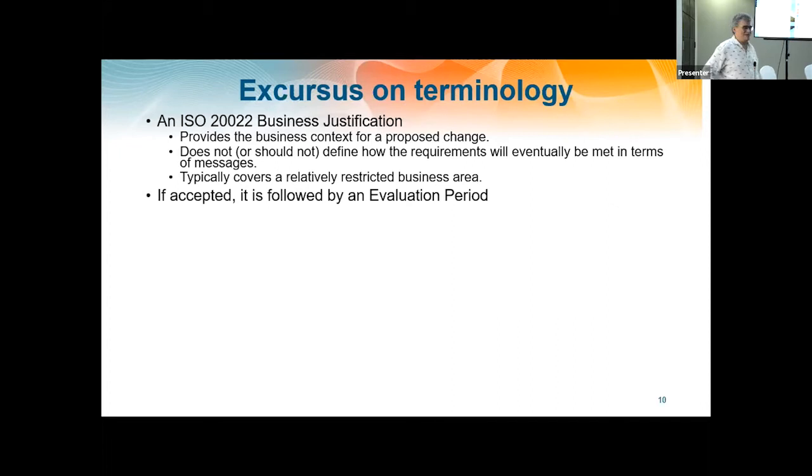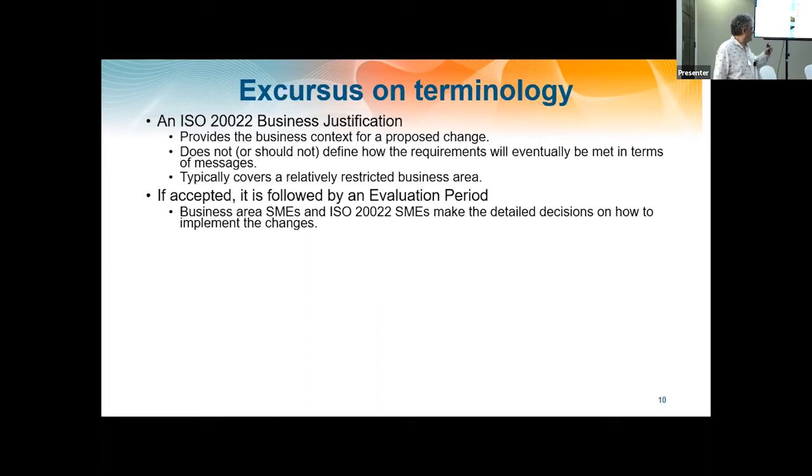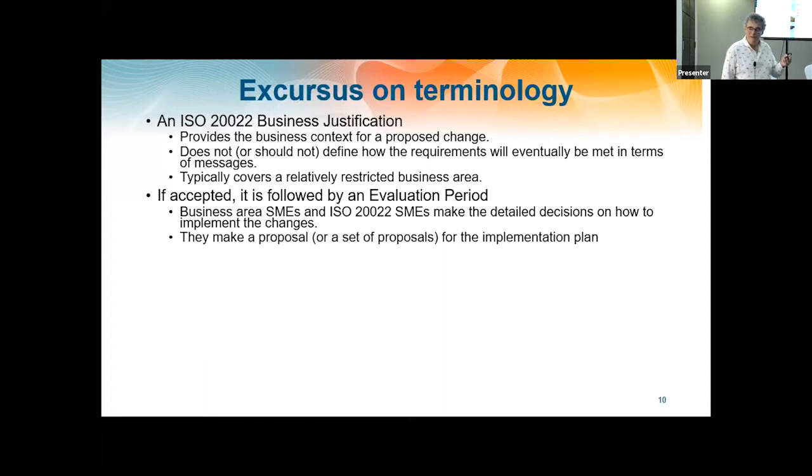So if the business justification is accepted, then it's followed by an evaluation period. What happens there is that business area subject matter experts and ISO subject matter experts make the detailed decisions on how to implement the changes. That's where people say, have we got any messages that will do this? If we have, do they need to be changed in any way? If they do, how should they be changed? They then make a proposal or a set of proposals for the implementation plan. And that says, here is the set of messages that we propose, and here are the activities, creation of new messages, modification of existing messages, and so on, that will have to happen in order for that change to be implemented.